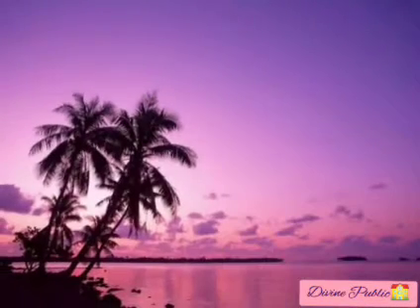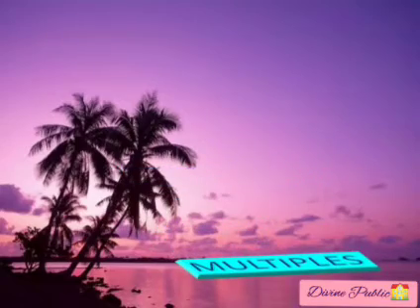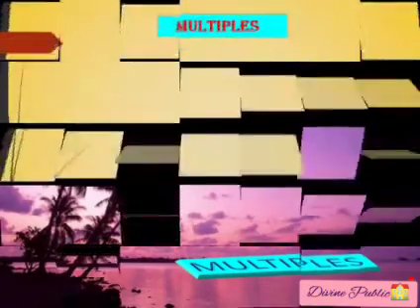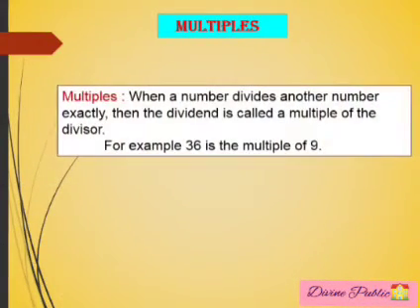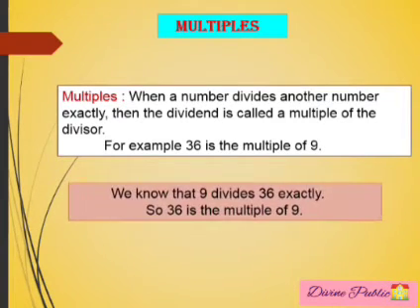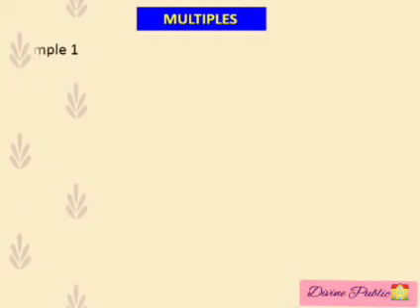Now, let us learn about multiples. When a number divides another number exactly, then the dividend is called a multiple of the divisor. For example, 36 is a multiple of 9, because we know that 9 divides 36 exactly. So, 36 is a multiple of 9. Let us see the example.